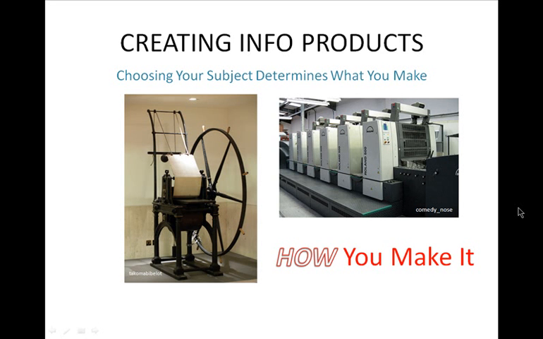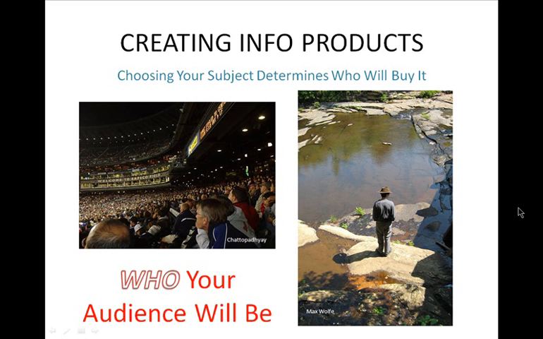But if you're doing something like making a PDF ebook, you'll have much smaller upfront expenses and you'll be able to make it yourself. We're going to look at how choosing your subject determines not only what your audience will buy, but who your audience will be. And also, of course, knowing your audience will help you choose your subject and how to deliver it. It's not exactly a closed loop, but all of these things work together to help you choose the best way to convey the information that you want to help people learn.